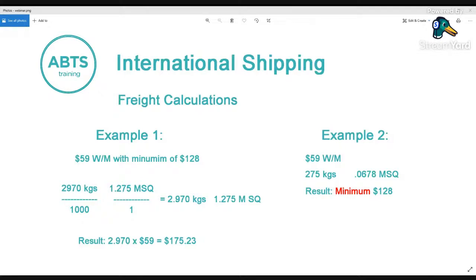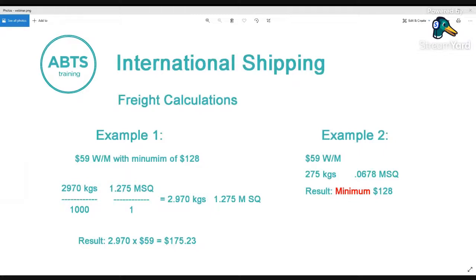And your answer is 2,970 kilos, and the cubic meters stay the same, 1.275. Now, don't all rush to shout the answer out, but which is the greater of the two of those? Well, obviously, it's 2,975. 2,970. I told you I was bad at equations. 2,970 multiplied by 59, so it's going to cost you $175.23 for a consignment of 2,970 kilos and 1.275 cubic meters.